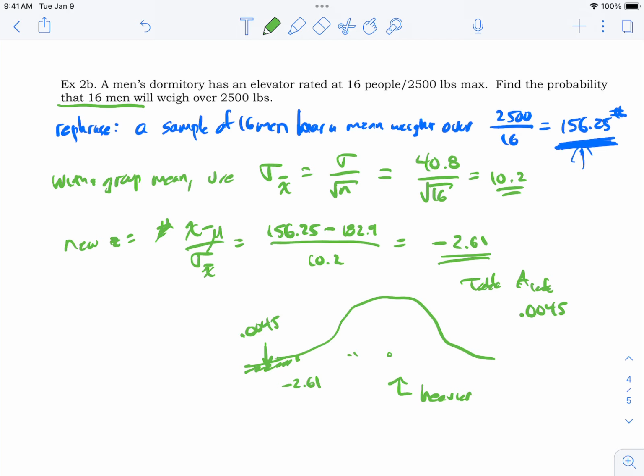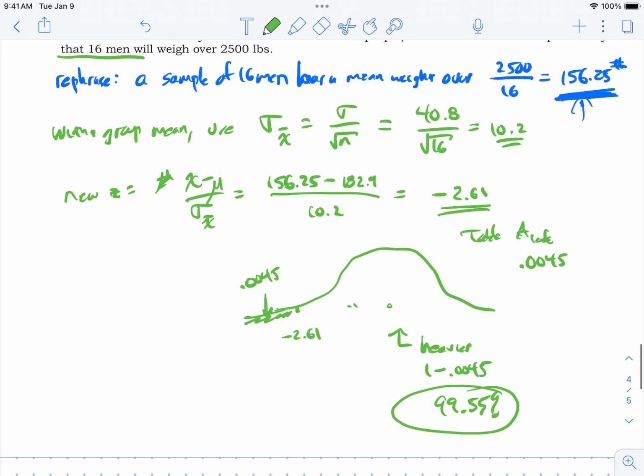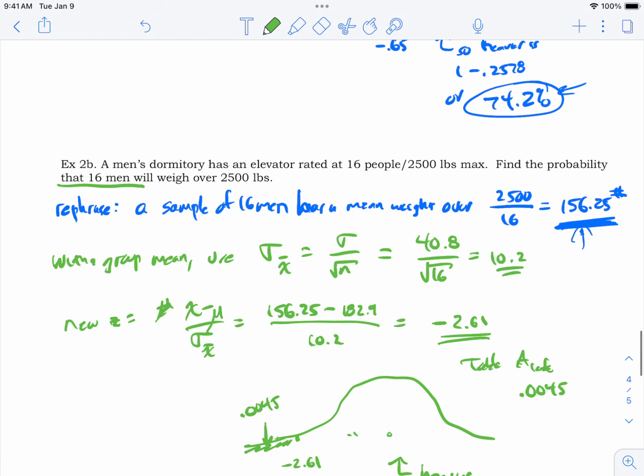So remember, what we're really interested in is the heavier. What's the probability of it being heavier? So this sample of 16, the probability that it's going to be heavier than the 156.25 pounds is 1 minus 0.0045. So that's like 99.55%. Almost every day, if 16 guys from this dorm get on the elevator, you can bet 99.55% certain that elevator is going to be overloaded.